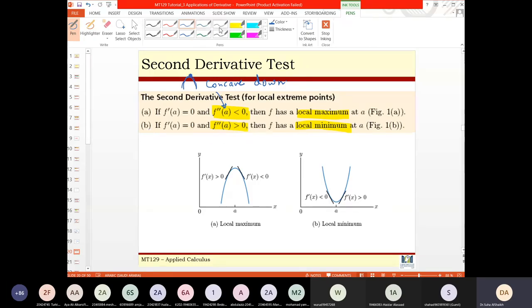And the opposite: if f double dash is positive, it means my function is concave up. It looks like this. So the point is giving me the bottom. It's giving me a minimum. It's a local minimum. So this is what we call the second derivative test.